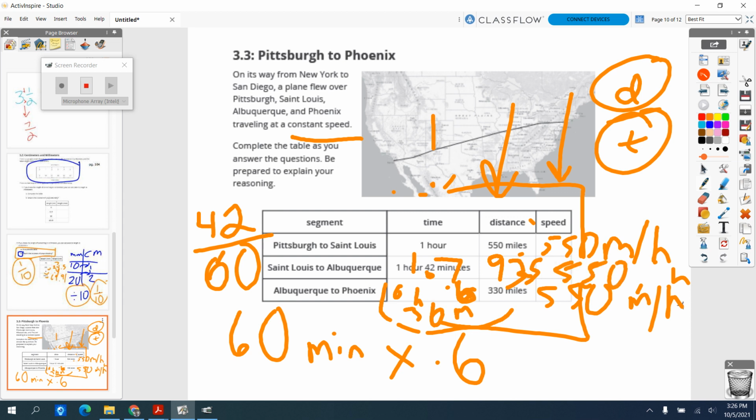So again, a couple things you have to remember. If you have the number of minutes and you want to convert it to hours, what decimal of an hour? Because there's 60 minutes in an hour, you have to divide by 60. And if you have a decimal, like point something, and you want to convert it back to minutes, you just have to multiply by 60.